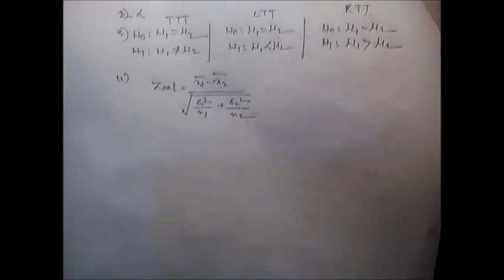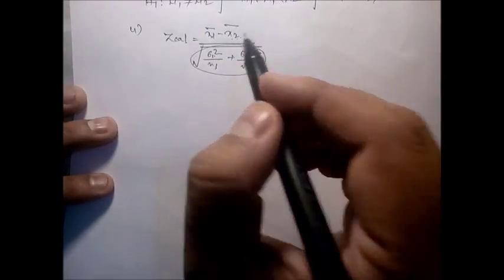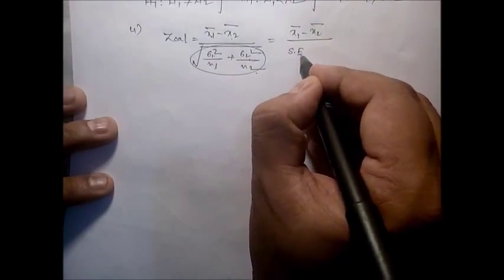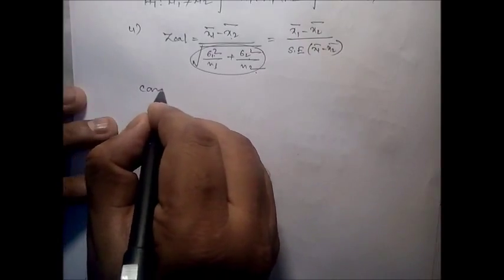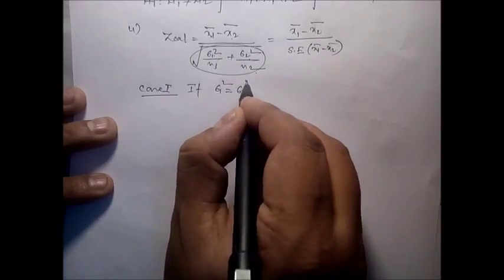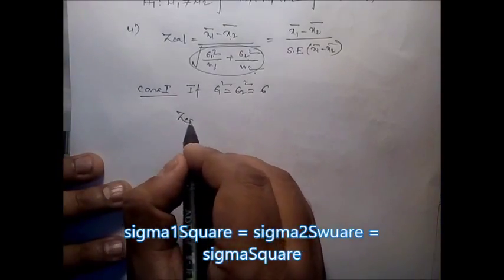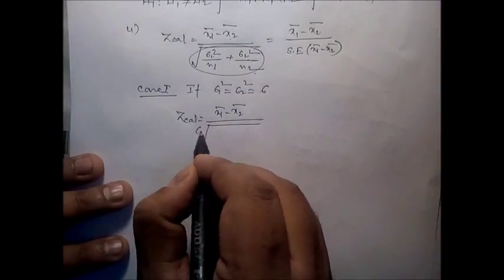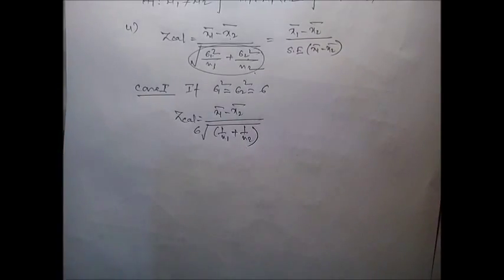Now different cases are there. This denominator is nothing but our standard error, as we already know: the standard error of x1 bar minus x2 bar. In case 1, if sigma 1 square is equal to sigma 2 square equals sigma square, that is a common population variance, then Z calculated is x1 bar minus x2 bar divided by sigma times the square root of 1 by n1 plus 1 by n2.